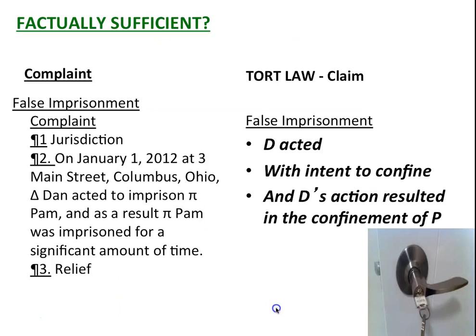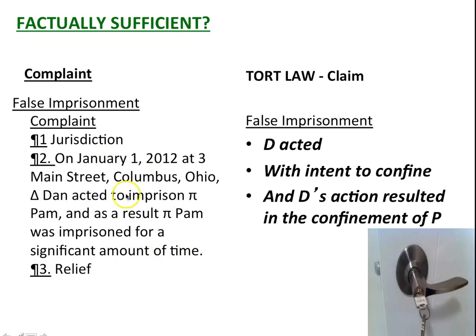An example. Let's presume plaintiff is trying to prove false imprisonment. Here are the elements of that tort. Defendant acted with the intent to confine, and the defendant's action resulted in the confinement of plaintiff. Suppose this is all the plaintiff put in their complaint. On January 1st, 2012, at 3 Main Street, Columbus, Ohio, Dan acted to imprison plaintiff Pam, and as a result, Pam was imprisoned for a significant amount of time.